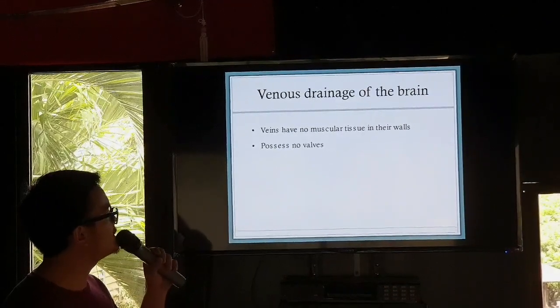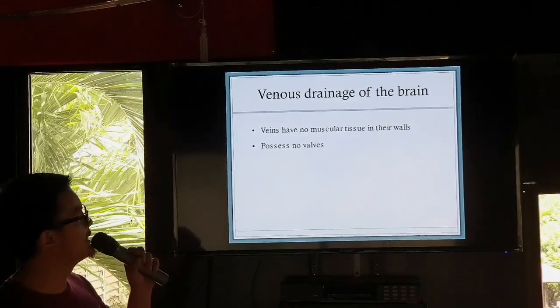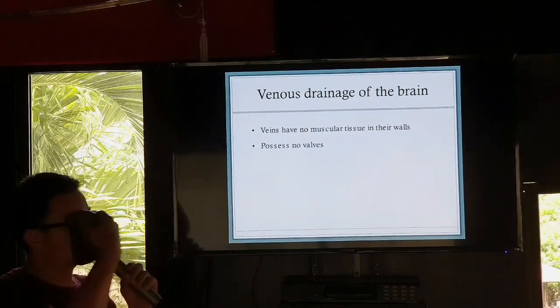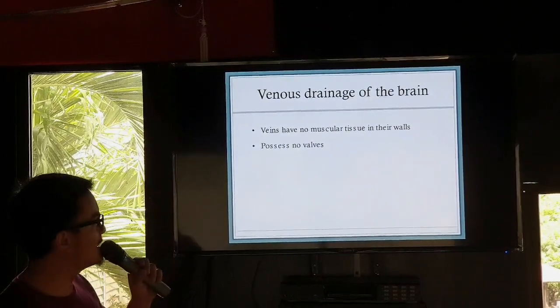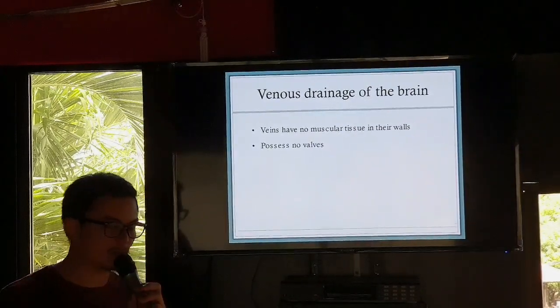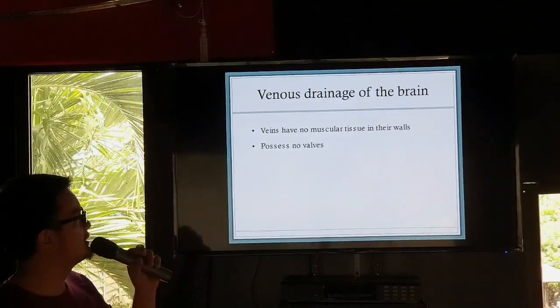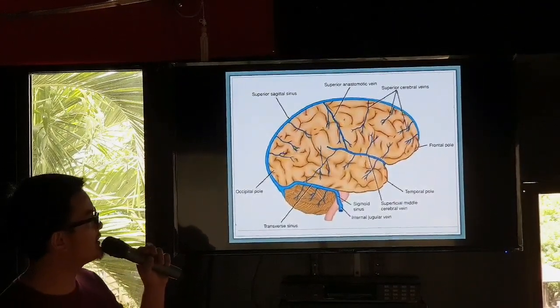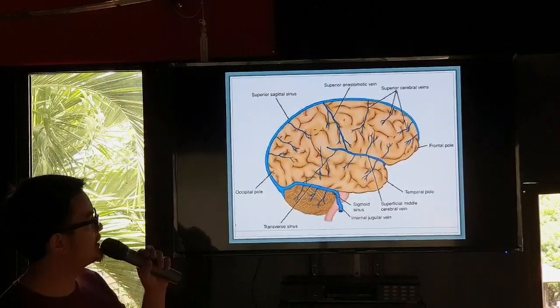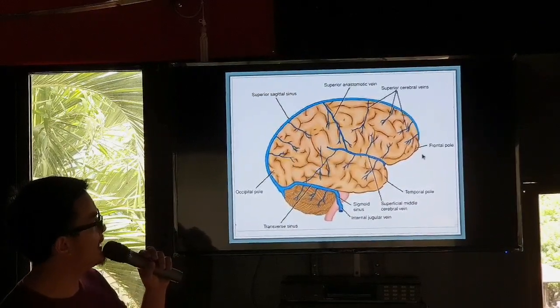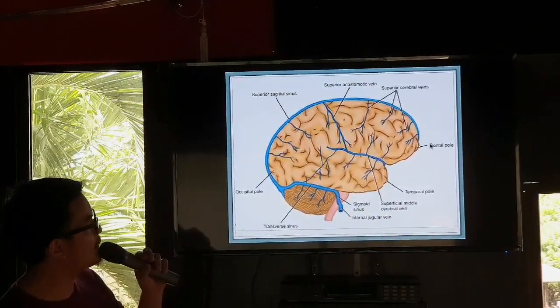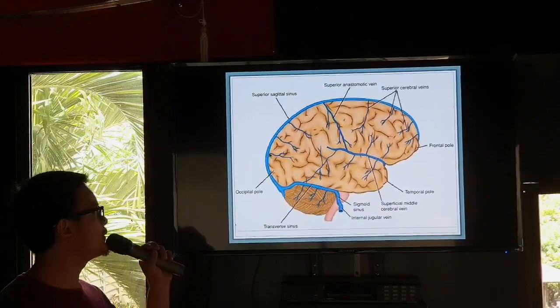And then lastly, of course, you have the venous drainage of the brain. What is particular about the venous system of the brain is that they have no muscular tissue in their walls and they are valveless. Okay? So these are the venous systems of the brain. So anterior here or frontal pole, posterior or occipital pole.